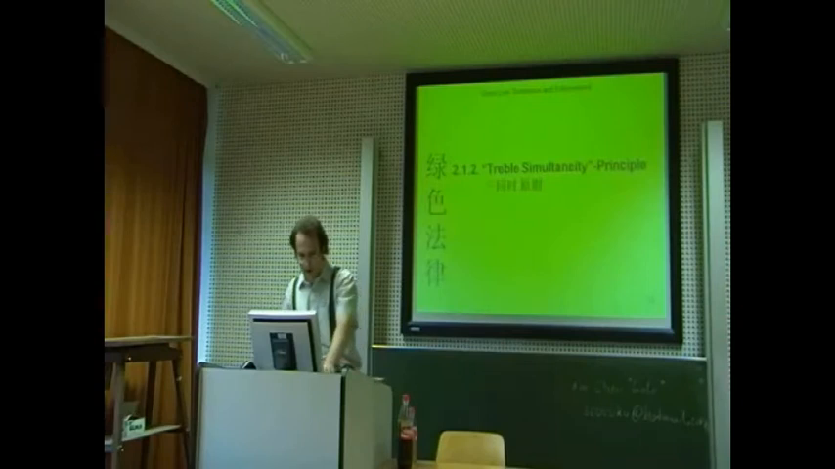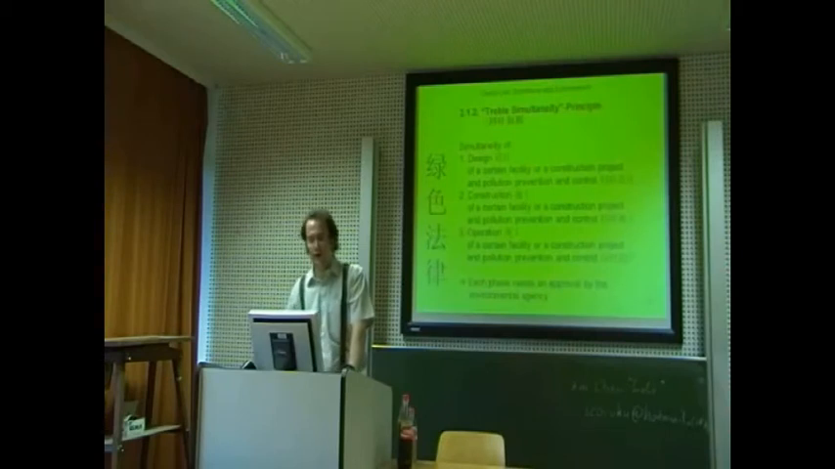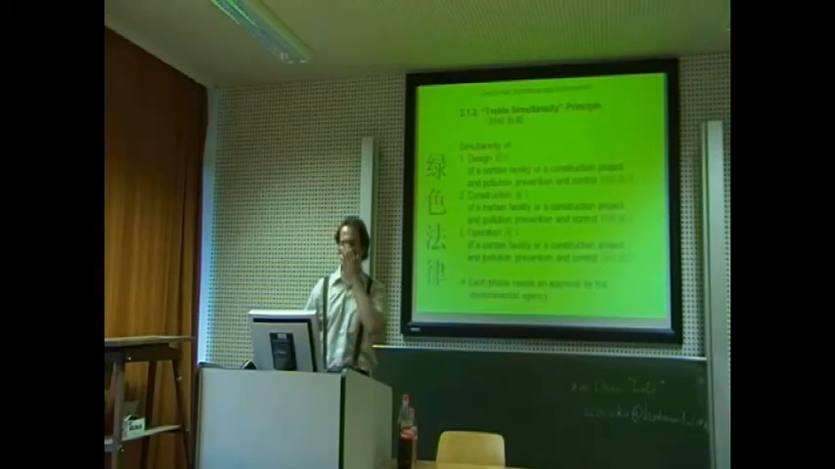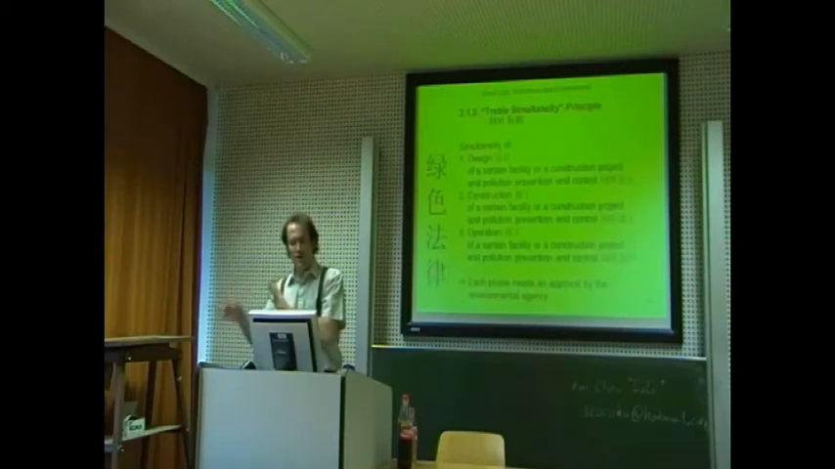Okay, right now I want to talk about the Treble Simultaneity Principle, 三同时的原则. This is a very important principle in legal enforcement with respect to environmental law, and this means that first there must be a simultaneity of design, 设计, of a certain facility or construction project, and at the same time pollution prevention and control of this project.